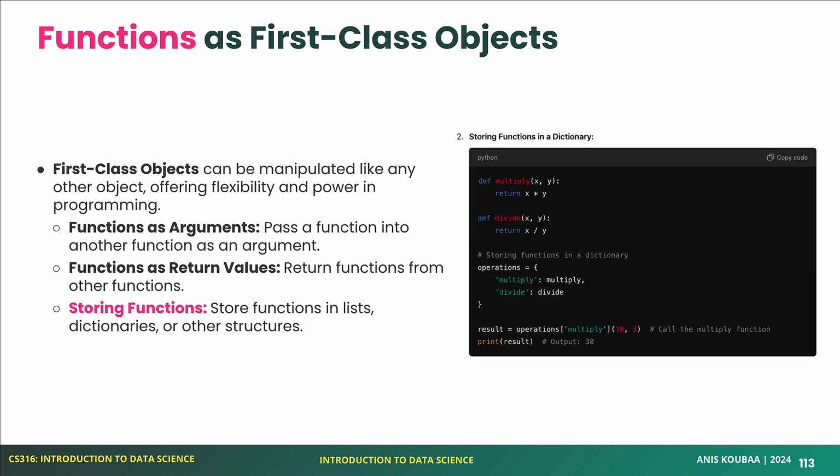I can do the same also with a dictionary. A dictionary is one of the built-in types. It's like a map, kind of, so it has a key and a value. Here I define operations: the key multiply will refer to the function multiply, and the key divide will refer to the function divide. In this case, I can do result equal operations by the key multiply, so I will call the function multiply, because I specified this key. With 10 and 3, it will return the output of the multiplication of the two numbers.